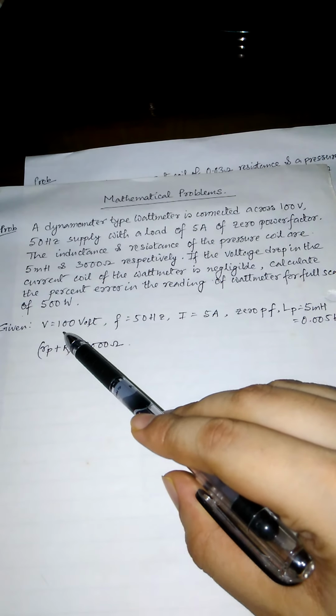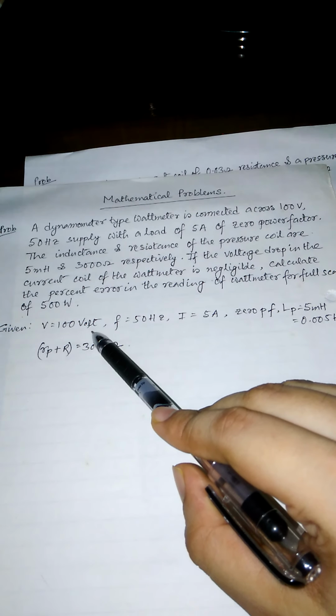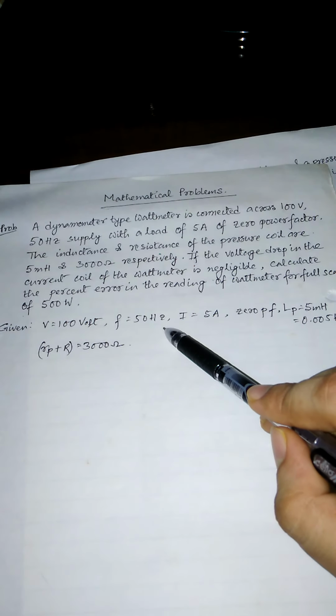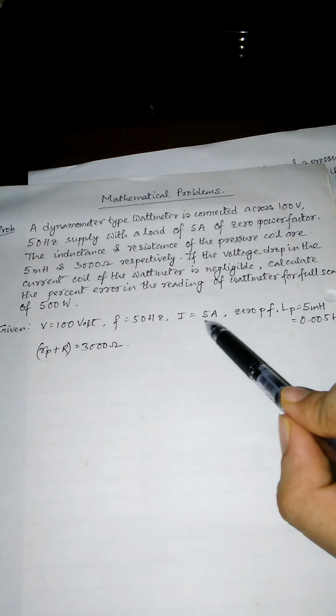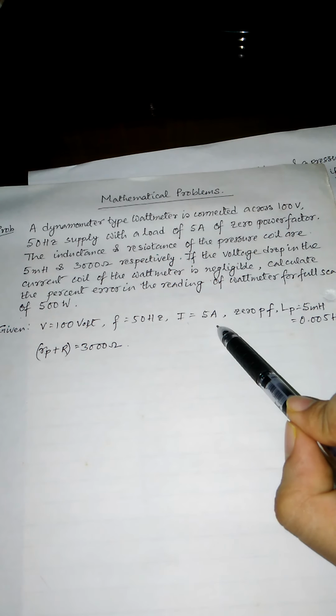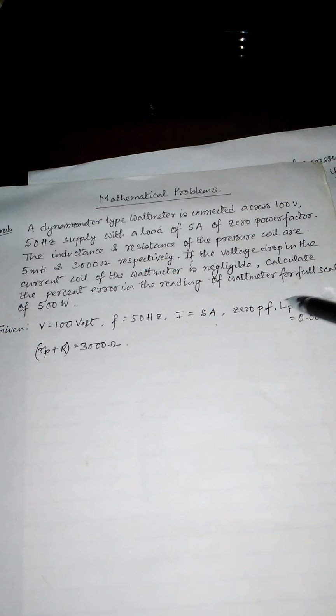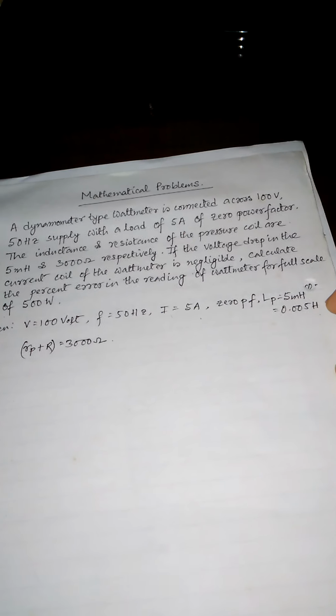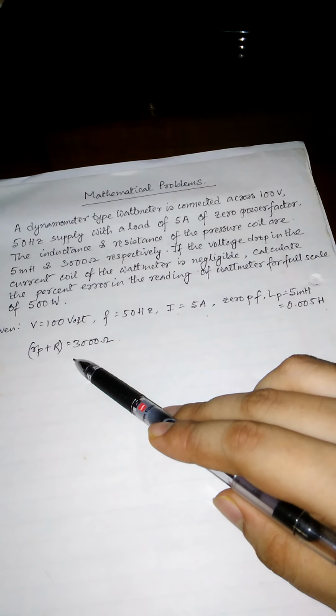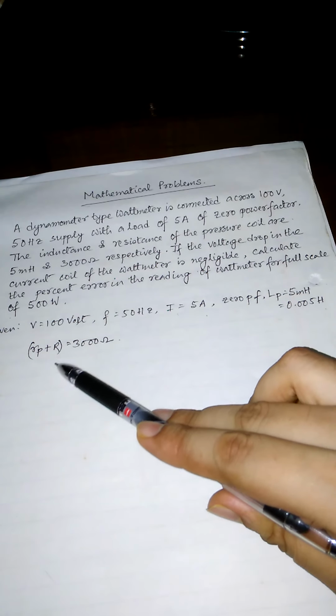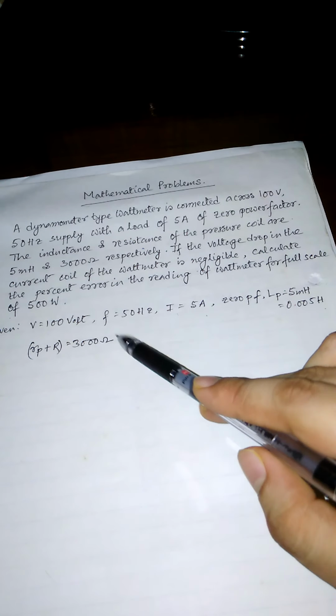The supply voltage V is equal to 100 volt, frequency f equal to 50 hertz, and I equal to 5 ampere, that is the load current. Here this is 0 power factor, that means cos phi equal to 0. LP, the pressure coil inductance, is 5 millihenry, that means 0.005 henry, and RP plus R, the total resistance of the pressure coil, is 3000 ohm.